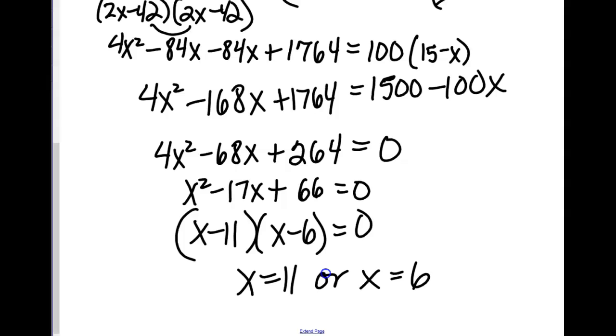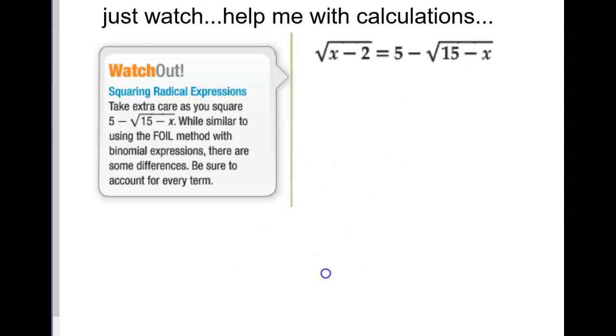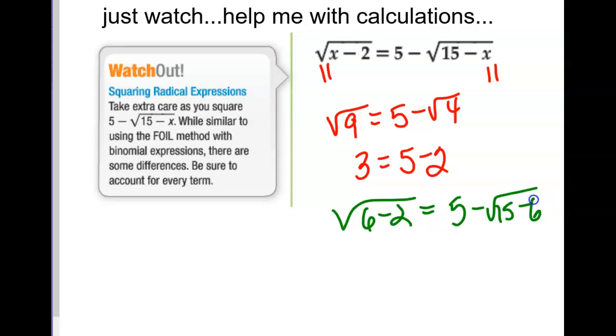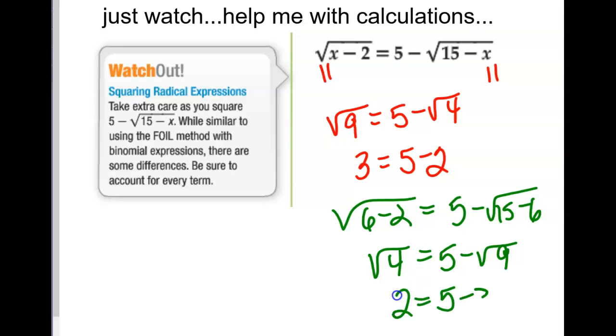Now the question becomes, do they both check? Okay, can you remember what they were if I scroll back here? 11. Okay, if I put an 11 in here and here, I will have the square root of 9 equals 5 minus the square root of 4. What's the square root of 9? 3. Equals 5 minus 2. Does that seem okay? Yeah. All right, what was the other one? 6. So the square root of 6 minus 2 equals 5 minus the square root of 15 minus 6. Okay, this would be the square root of 4 equals 5 minus the square root of 9. So 2 equals 5 minus 3. Is that working? Those both worked.